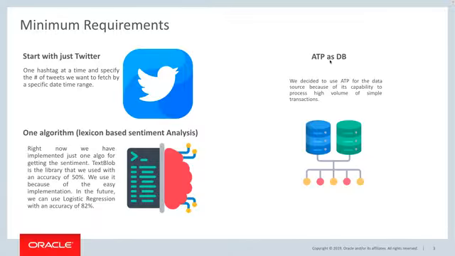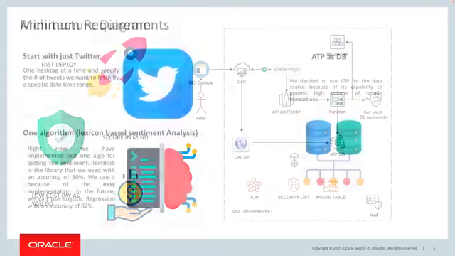For the database, we opt to use ATP because of the high volume capacity of simple transactions. In this case, we will fetch 1,000 tweets for the example, right? But the customer can actually retrieve millions of tweets from a period range of date and time.